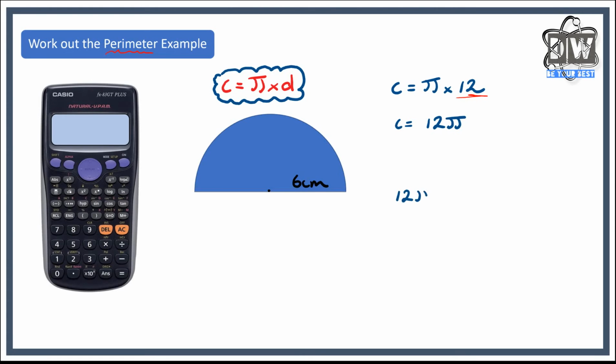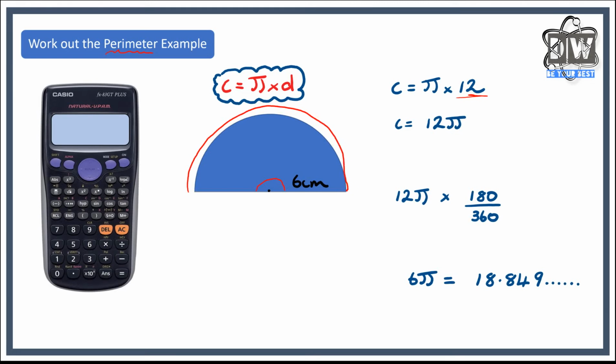Remember what we did? We used the degrees that we have here. This is 180 degrees out of 360, and we times it by that, and we ended up with 6 pi. That equaled 18.85 to 2 decimal places, but we're not going to use that to find the perimeter, remembering that that figure only gives us that distance. We also need to add this distance.